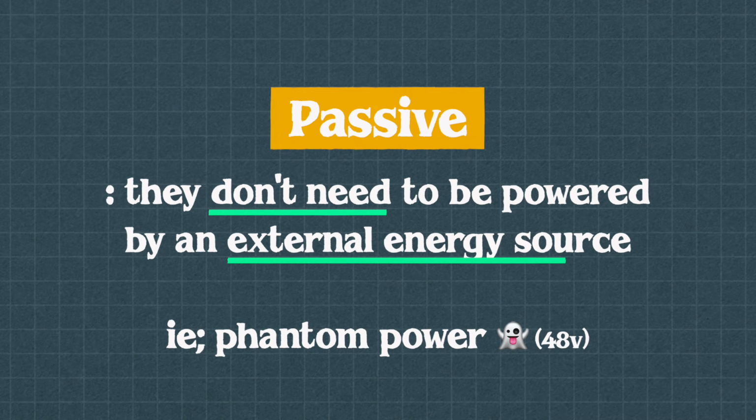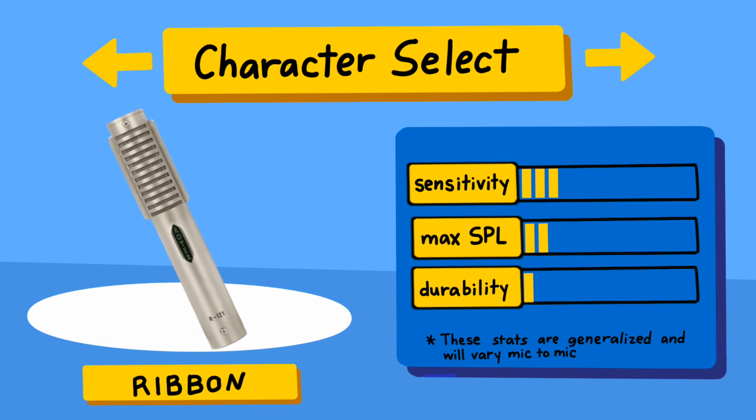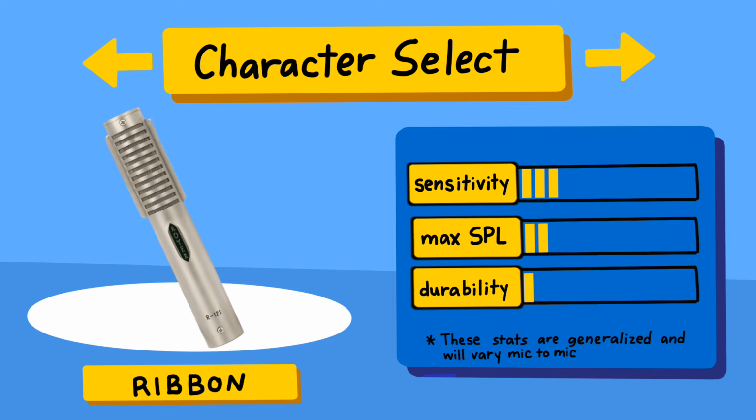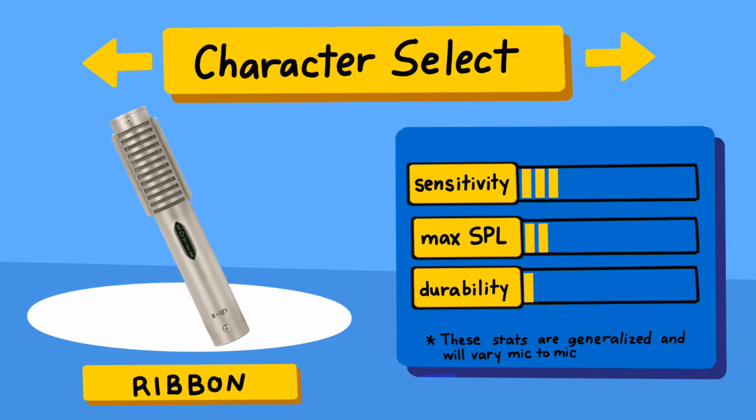Like dynamic microphones, most ribbon microphones are passive, meaning they don't require an external phantom power supply. They're known to be super fragile, so if you happen to use phantom power through a passive ribbon mic, you might just ruin it.